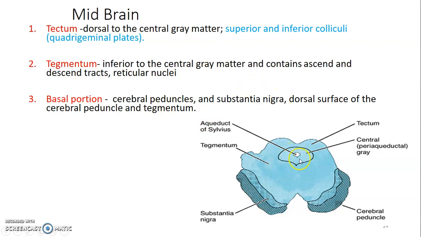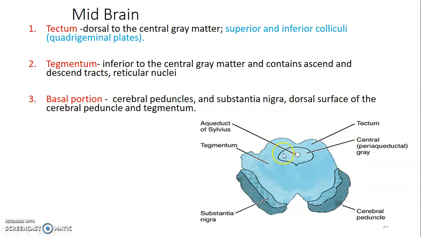Then anterior to the central gray matter, we have the tegmentum, and this usually contains ascending tracts. So the midbrain has the cerebral aqueduct. The aqueduct is tectum, anteriorly collicular. The inferior colliculi are responsible for auditory reflexes. Then anterior to the cerebral aqueduct of Sylvius is the tegmentum, and the tegmentum has tracts.